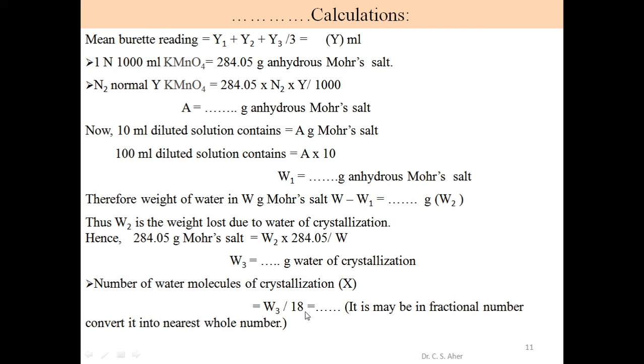One water molecule has weight 18. We have the total weight of water as W3. When we divide this total weight by the molecular weight of water, we get the number of water molecules. If this answer is a fraction, then we convert it into a whole number, so we round it to the nearest whole number. And this whole number is the number of water molecules from our experiment.